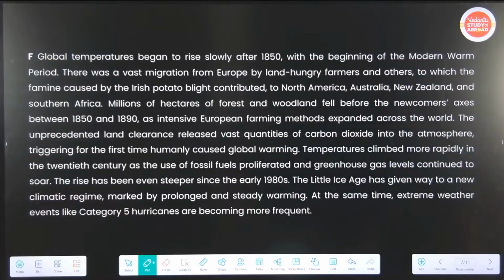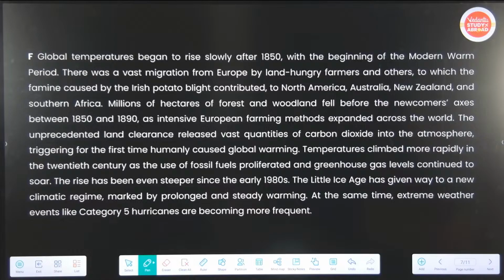I'm going to read it out once for you. Global temperatures began to rise slowly after 1850 with the beginning of the modern warm period. There was a vast migration from Europe by land-hungry farmers and others, to which the famine caused by the Irish potato blight contributed, to North America, Australia, New Zealand, and southern Africa. Millions of hectares of forest and woodland fell before the newcomers' axes between 1850 and 1890 as intensive European farming methods expanded across the world.